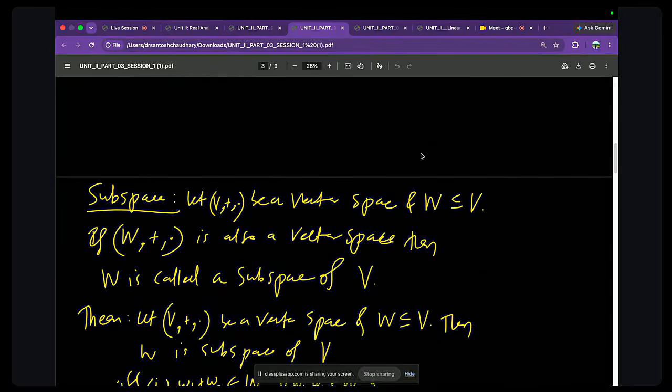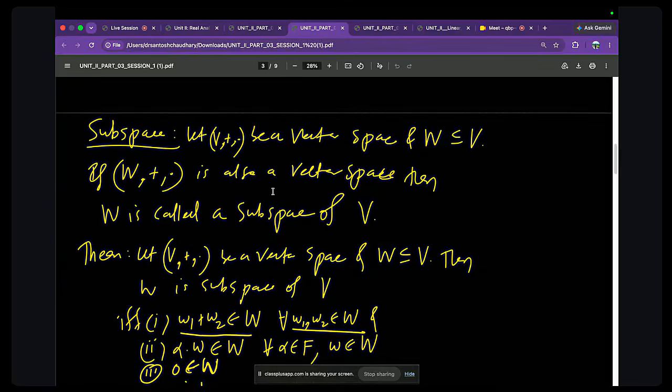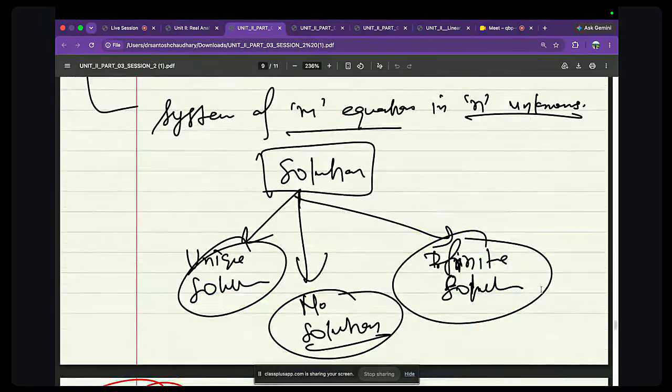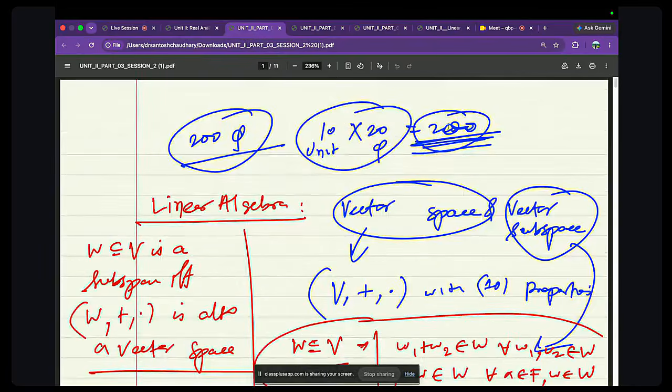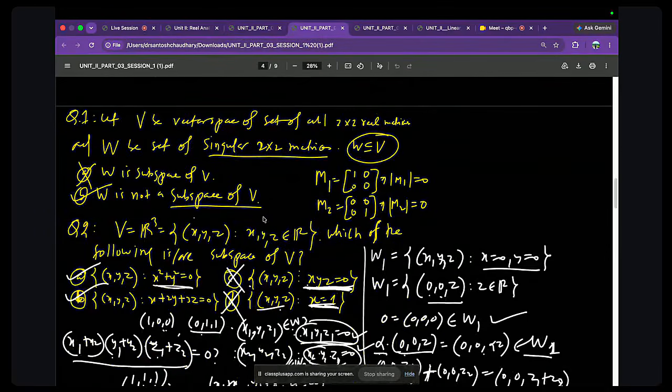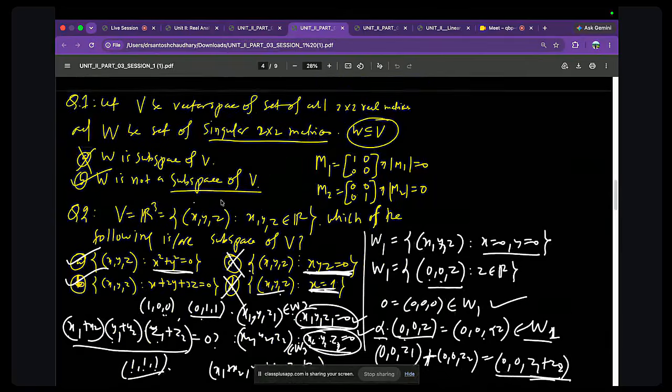Okay, so these are a few things that I was discussing there. The first page was this, and the second page was this, which I was presenting actually. So we started from here. The first part was here: subspace, then some examples and questions. These are all questions.